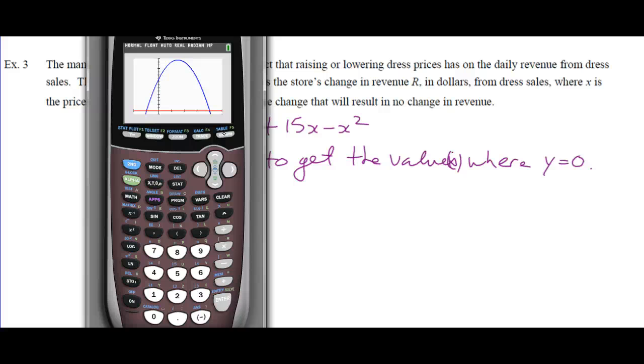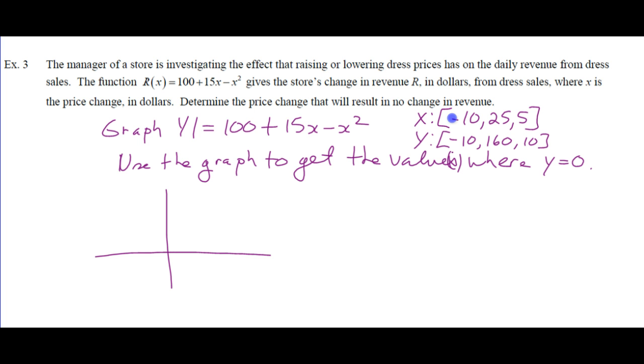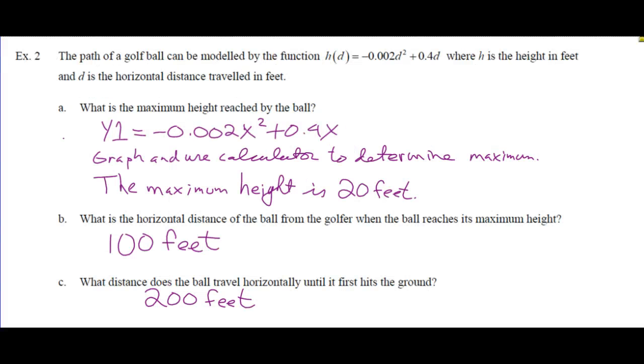Now what you might want to do when you say you're graphing that is put down the window that you used. The way we indicate a window is -10 to 25 by 5s. And the Y window was negative 10 to 160 by 10s. And we can sketch the graph, which we probably should have done on the last question. We didn't do that, did we? So we probably should have sketched this.